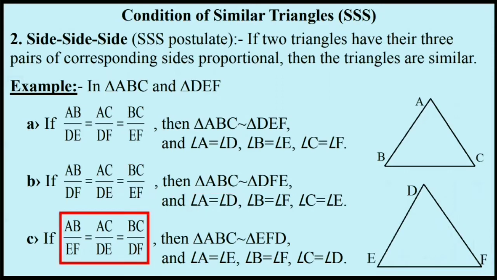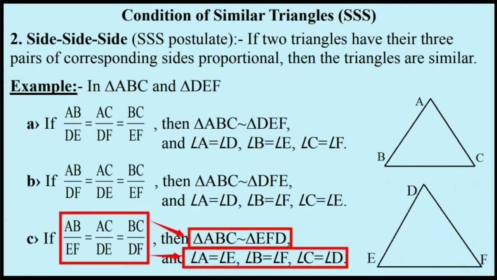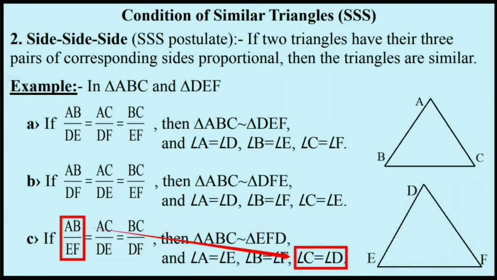Next case, case C. If AB by EF is equal to AC by DE is equal to BC by DF, then triangle ABC is similar to triangle EFD and angle A equal to angle E, angle B equal to angle F, and angle C equal to angle D. Here the sides ratio AB by EF determines that angle C equal to angle D.